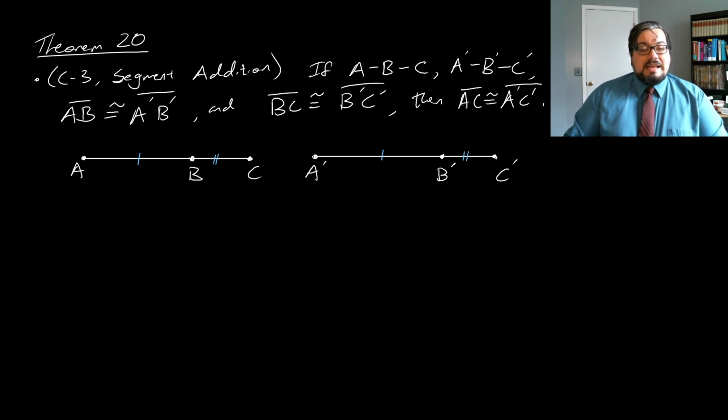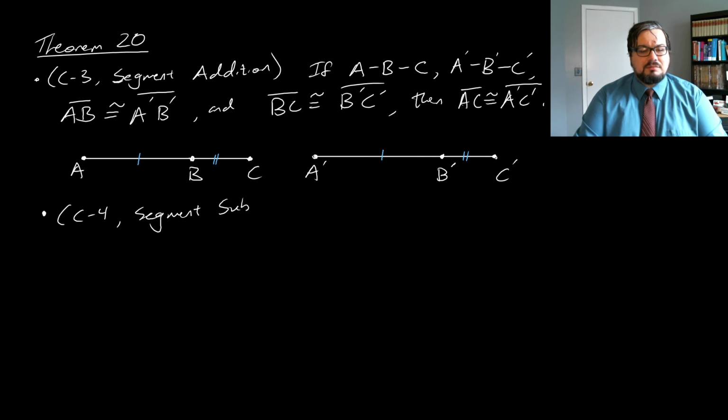So this problem is saying that if AB is congruent to A prime B prime, BC is congruent to B prime C prime, then in fact the whole segment AC is congruent to the whole segment A prime C prime. This is an exercise, but let's look at a similar one. C4, segment subtraction.